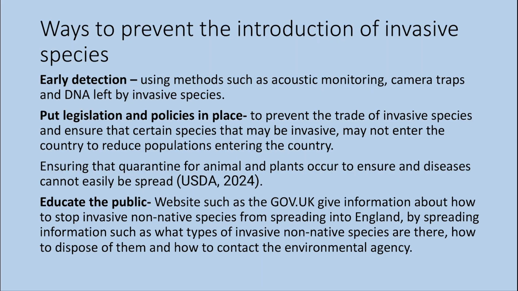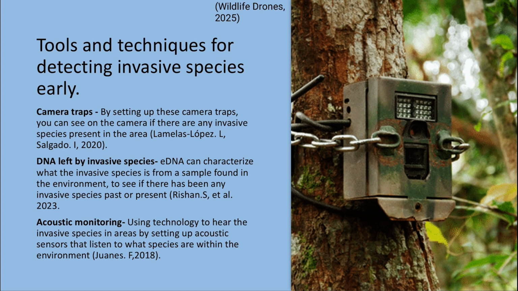Environment Agency. Tools to detect invasive species early include camera traps to see them present on the camera, DNA left by the invasive species, which means that you can see if there's been any invasive species past or present, and acoustic monitoring, which listens to the environment to see if there's any invasive species making any noise.